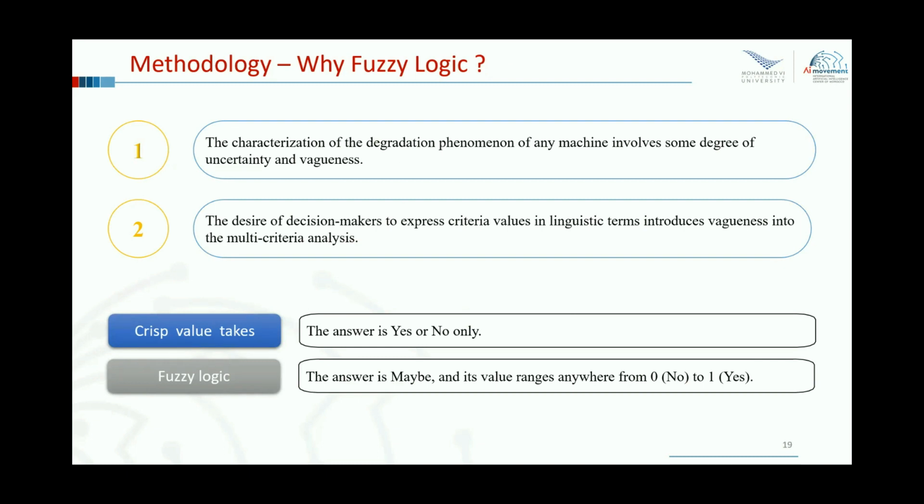analysis. So as I said before, there was only Boolean logic, where the answer can be either yes or no. And now with fuzzy logic, the answer is maybe. So the value ranges anywhere from 0 to 1, from no to yes, from low to high, etc.